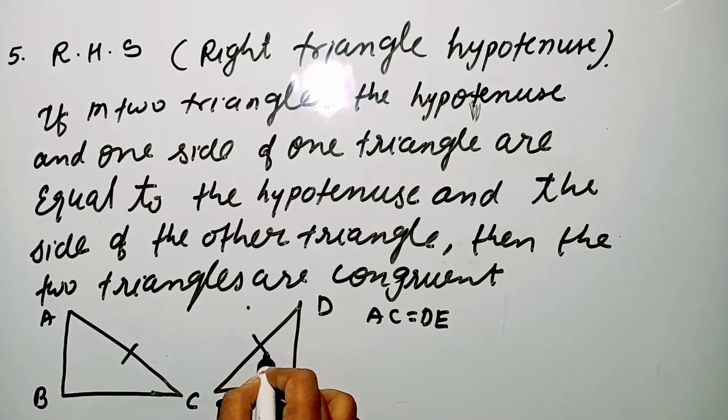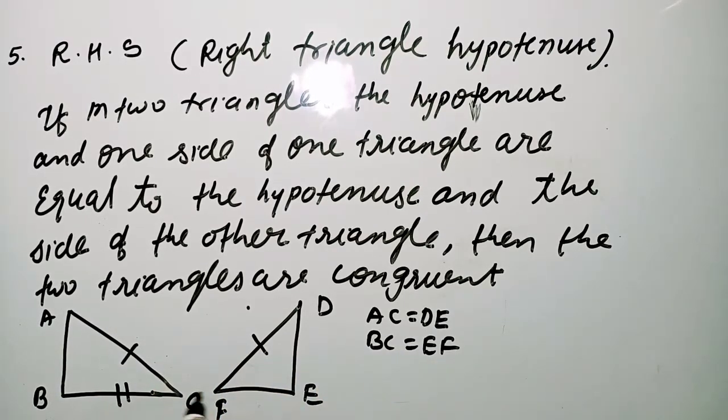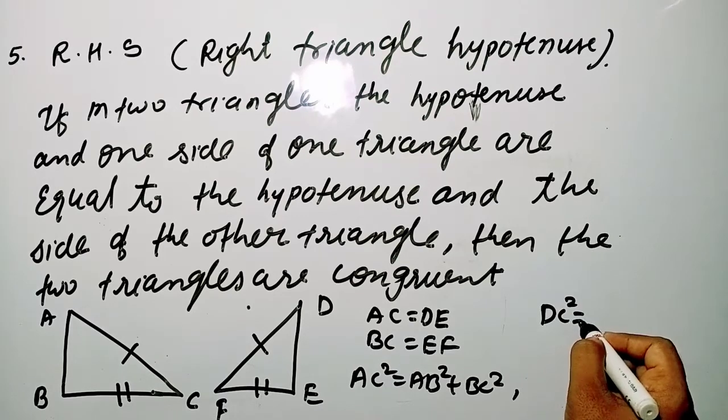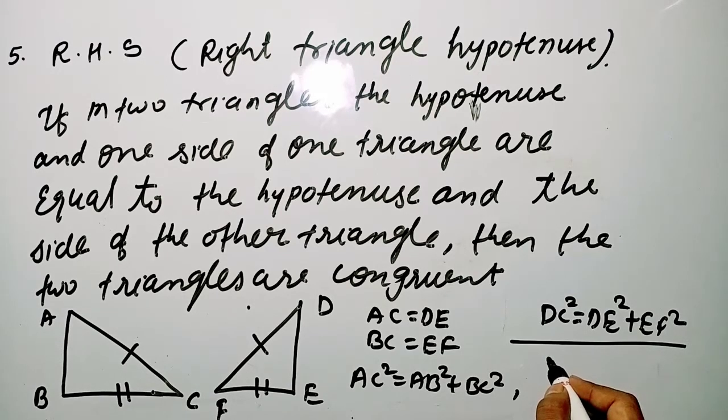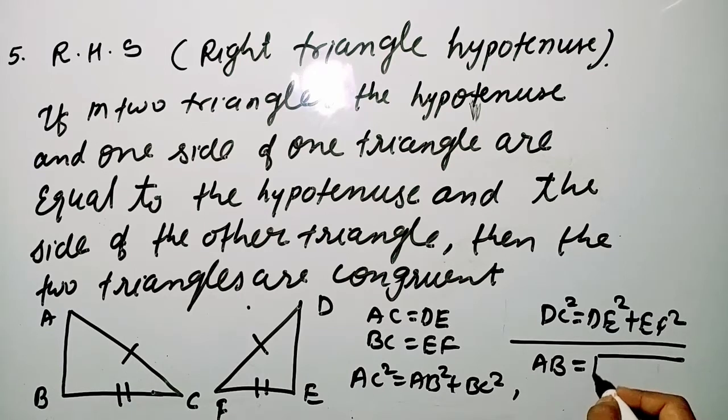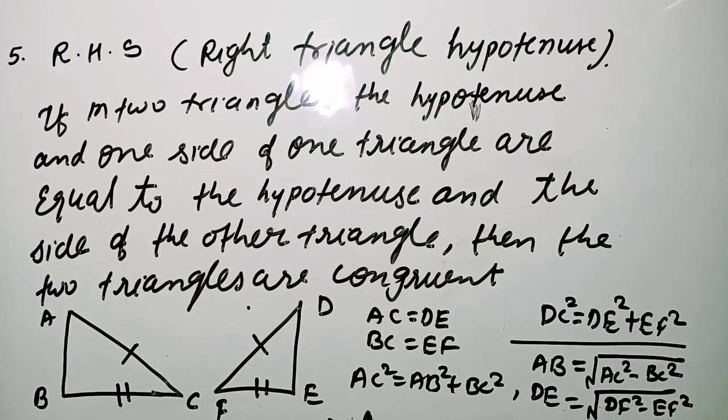Here AC is equal to DF because they are the hypotenuse, and BC is equal to EF, right? So we can find out AB. Applying the Pythagoras theorem, AC square is equal to AB square plus BC square. Similarly, DF square is equal to DE square plus EF square. We want to find out AB, so AB is equal to the square root of AC square minus BC square, and DE is equal to the square root of DF square minus EF square. In this way we can say that AB is equal to DE, so both the triangles are congruent.